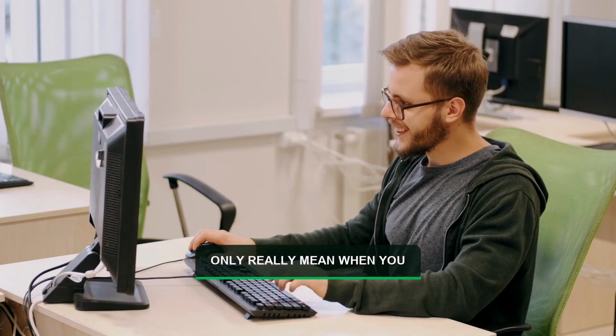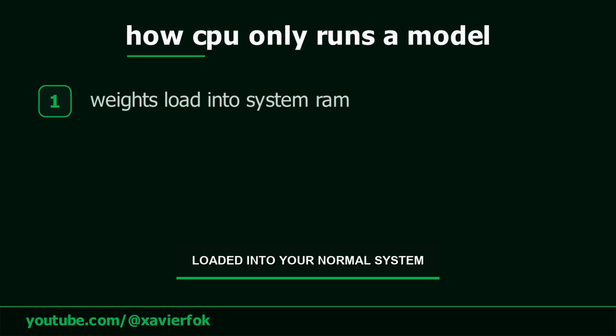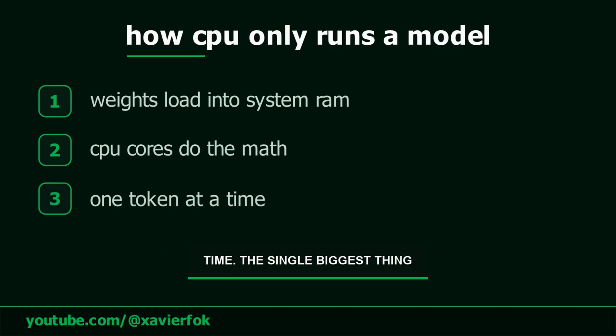So what does CPU only really mean? When you run a model on CPU only, the weights get loaded into your normal system memory, your RAM, instead of into the special faster video memory that lives on a graphics card. Then your processor cores grind through all that math to produce each word 1 token at a time. The single biggest thing that decides whether this is even possible is brutally simple. Does the model fit in your RAM at all?